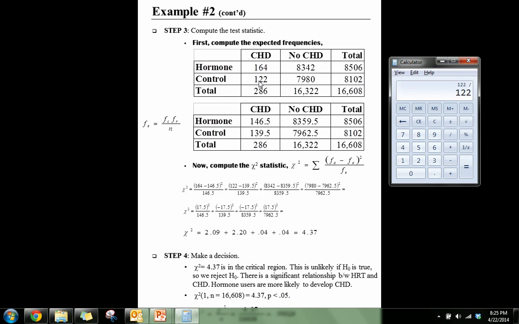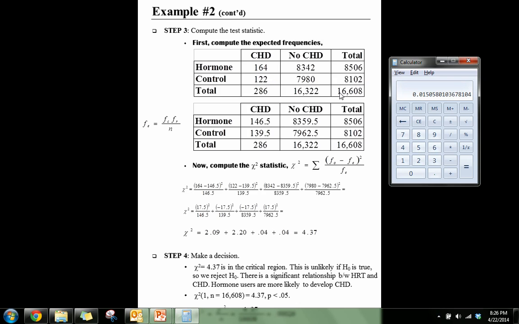122 people in the control group were diagnosed with heart disease out of 8,102. So I'm dividing by 8,102. That equals 0.015. That's 1.5%. So that was the point I was making in class. These differences are pretty darn small. Quite literally, we're talking about 1.9% hormone users versus 1.5% in the control group. That's a difference of less than 0.5%.